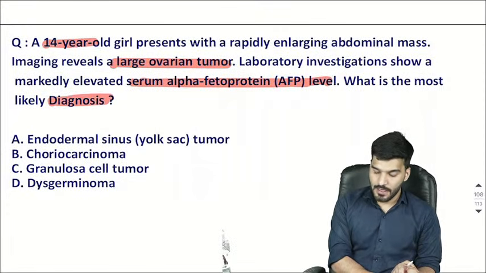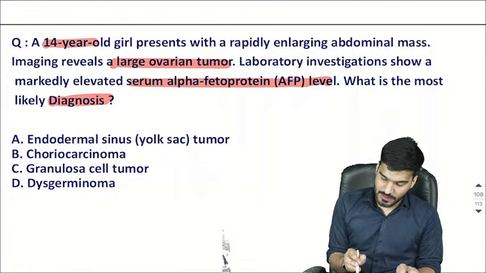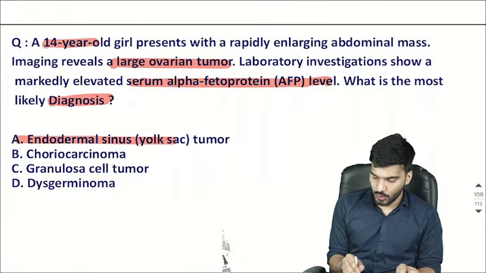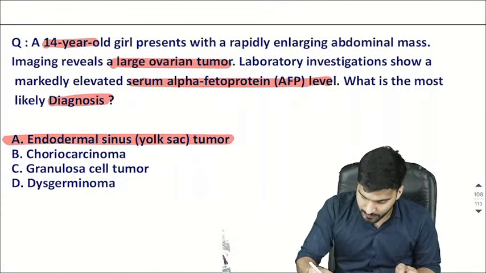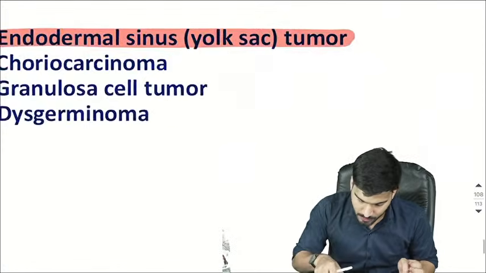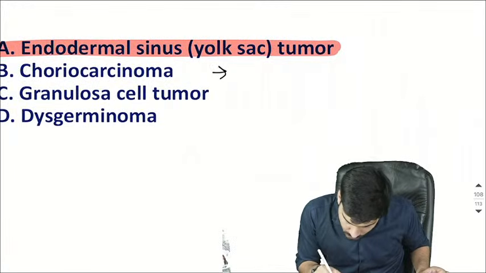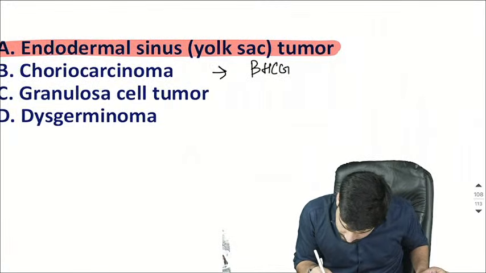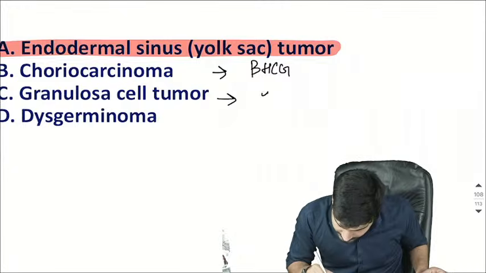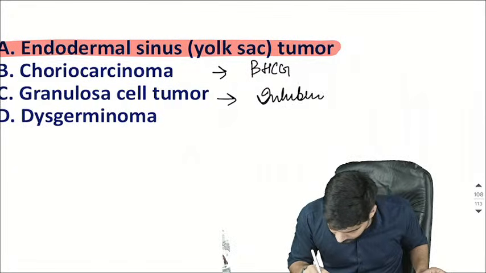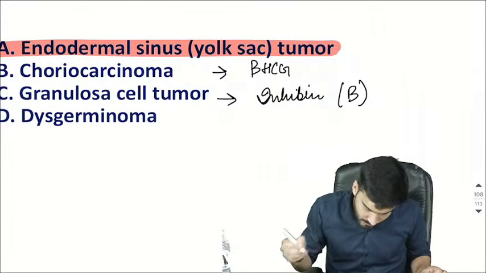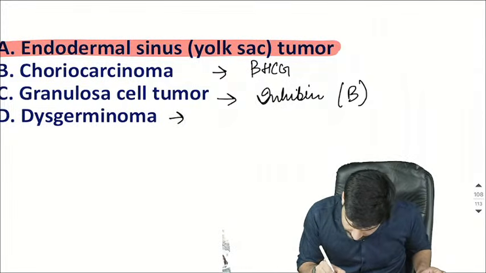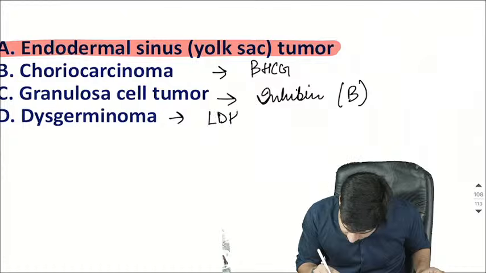Very good. The most likely diagnosis, as in the chat box, is going to be endodermal sinus tumor, which is also called yolk sac tumor. Sir, why not choriocarcinoma? In this, beta HCG will be raised. Sir, why not granulosa cell tumor? Inhibin will be raised, and more precisely inhibin B. B is better. Why not dysgerminoma? There LDH is raised.